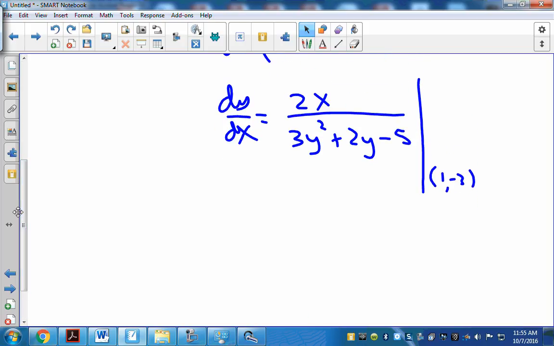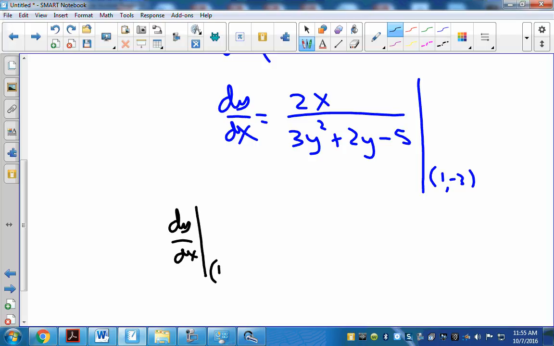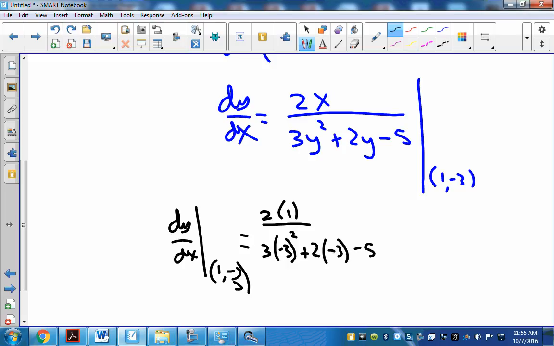So let's just go ahead and finish it that way. dy/dx evaluated at (1, -3) will be equal to 2 times 1, putting 1 in for x, over 3 times negative 3 squared plus 2 times negative 3 minus 5. We clean that up. We have 2 over, so this is 27. Take away 6 is 21. Take away 5 is 16. So 2 over 16, or 1/8.